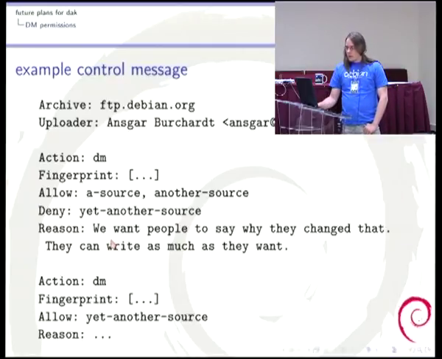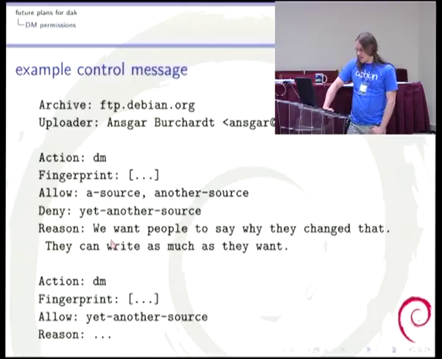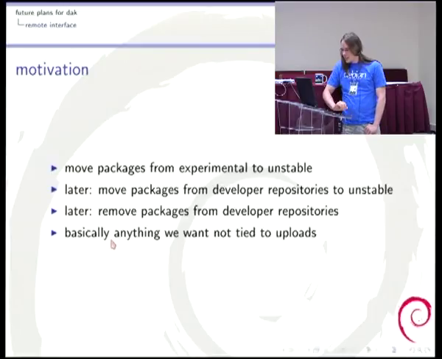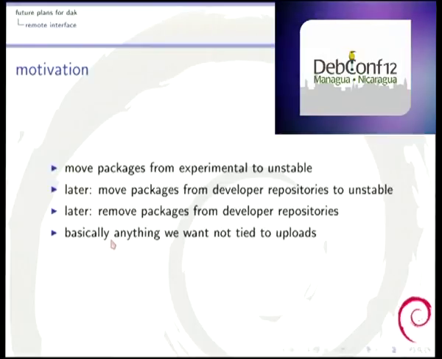Yeah. So now we have a nice remote control interface for dak. Just using it for Debian maintainer permissions would be a bit boring, right? So once we have this, we can implement some other things that people have asked for, which is the first point here. That is to move packages from experimental to unstable without requiring an upload. This is useful again for things like KDE, where they first upload everything to experimental, see that everything is built, and then currently do a new upload to unstable, which doesn't change anything, but requires all binary packages to be rebuilt.